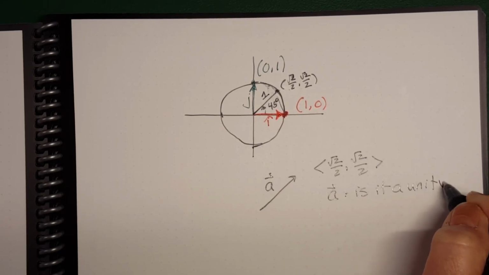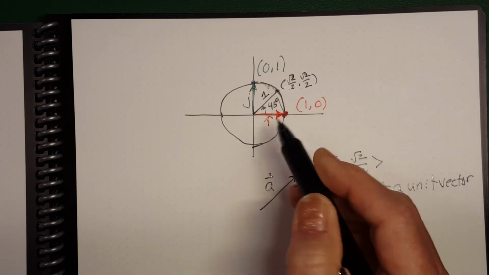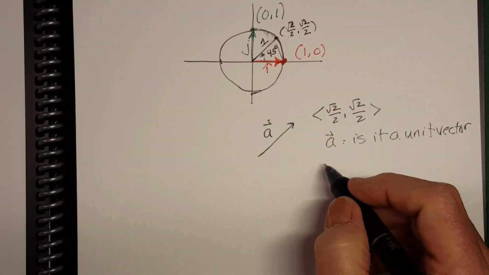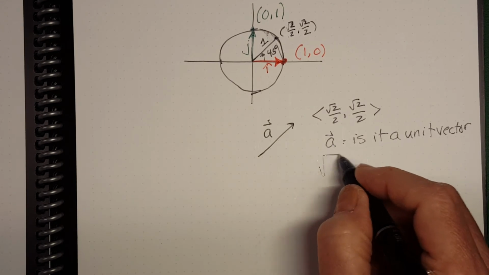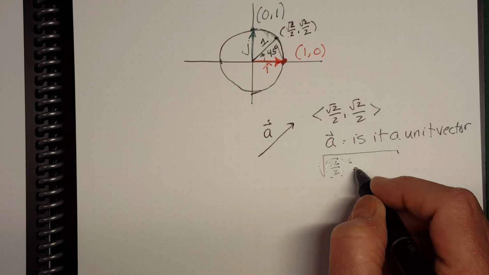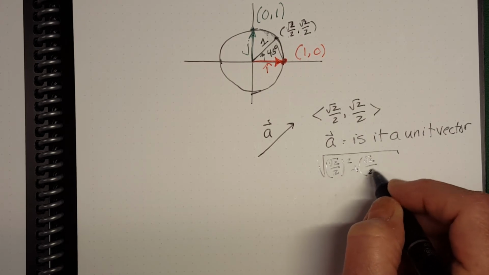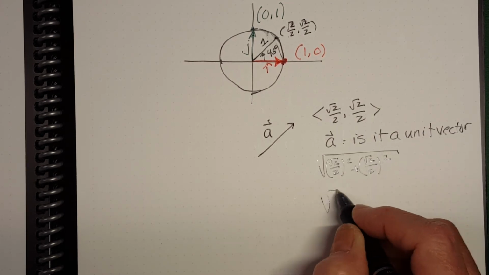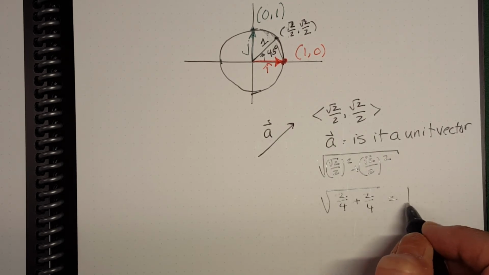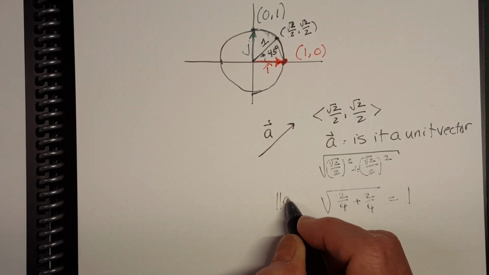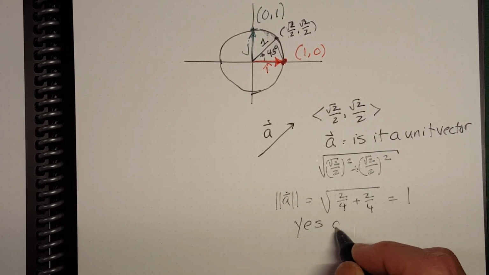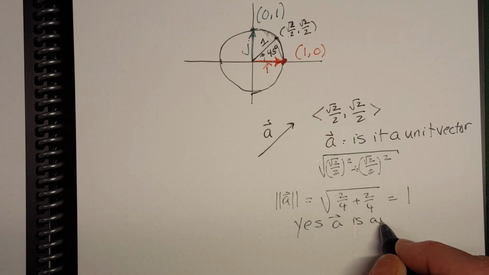Well, we can check. We think it should be because its radius comes from the unit circle. And so, how would we check? Well, we would do the square root of root 2 over 2 squared plus root 2 over 2 squared. And we would get the square root of 2 over 4 plus 2 over 4, which is equal to 1. That's the magnitude of A. And so, yes, A is a unit vector.